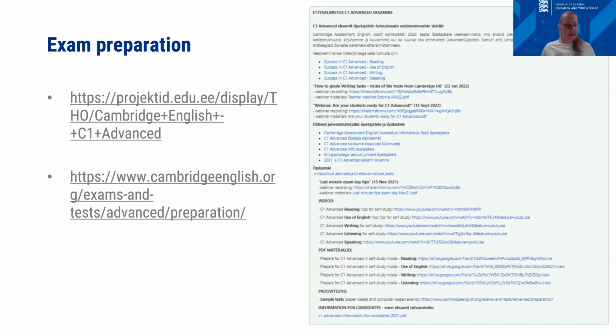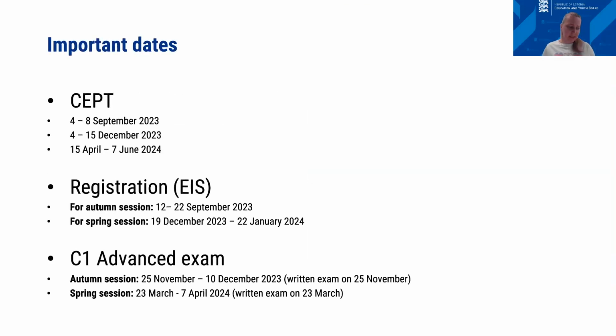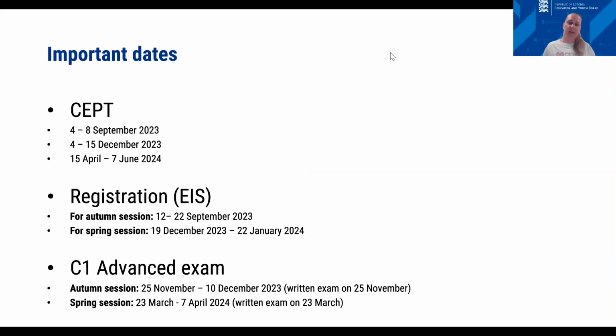And we continue with the important dates. As you can see here, we organize the C1 Advanced exam twice a year. We have an autumn session and a spring session. Therefore, we also have 2 registration sessions, which are about a month or so before the exam. But we have been allowing testing at schools on 3 different sessions. It's usually in September, then also in December, and then in spring. And the dates will be on the websites as well.